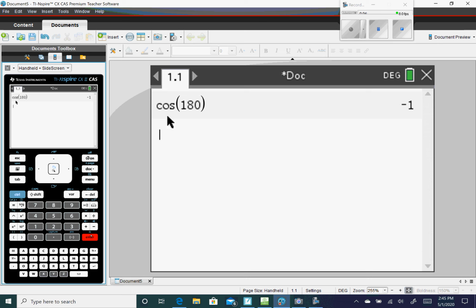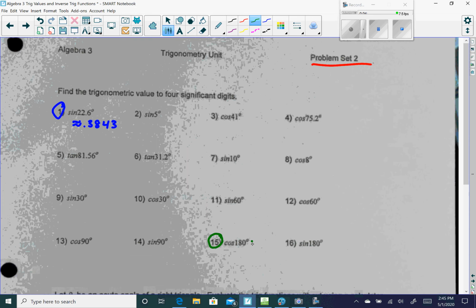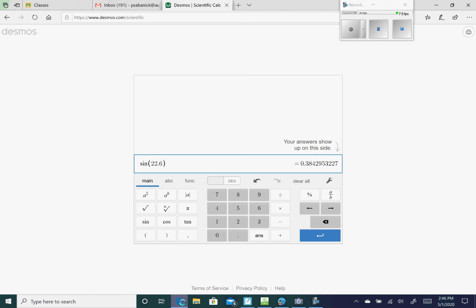Eventually, once we learn something called the unit circle, we'll get into exact values, and then you'll be able to know cosine of 180 without using a calculator. So we'll say that this is -1. Let's go next to 16. Type in sine of 180. For this, I'll go back to the Desmos calculator. Hit clear all. Sine of 180, and we see that we get a 0 here.